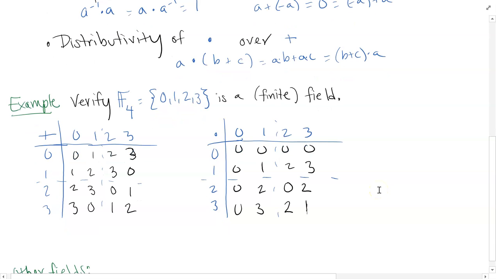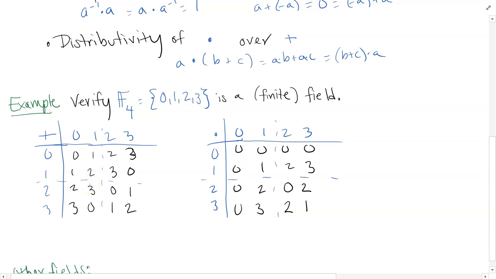Alright, and so I forgot to mention that this field is actually mod 4. Okay, I think you may have picked that up. But in looking at this field, I completed the two tables for addition and multiplication. So under addition, I certainly have the additive identity. I have an additive inverse.